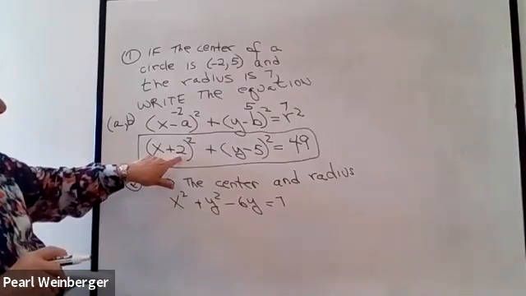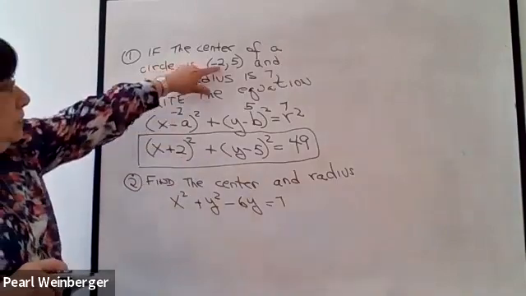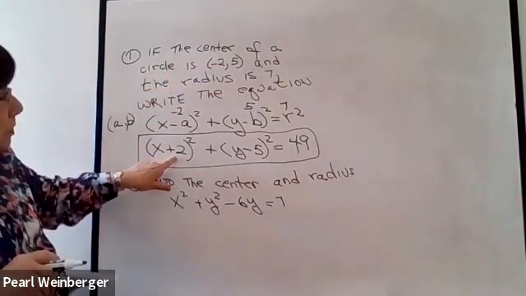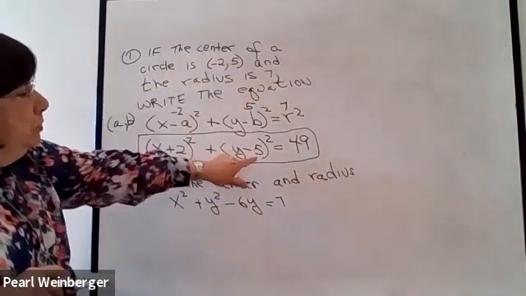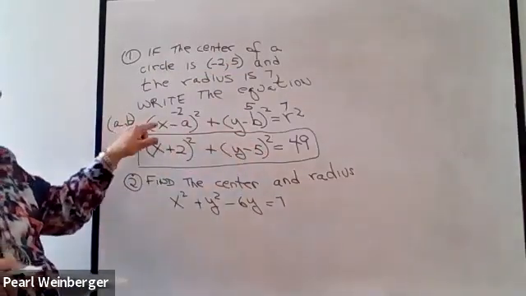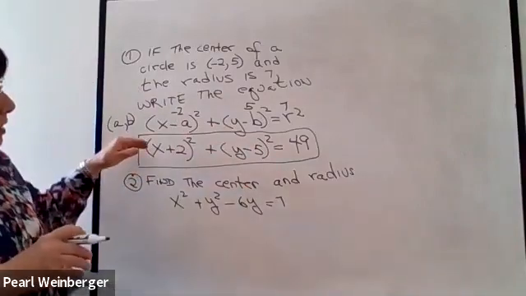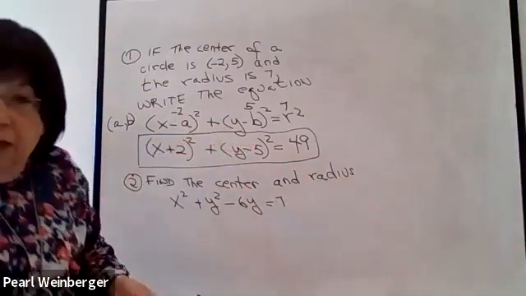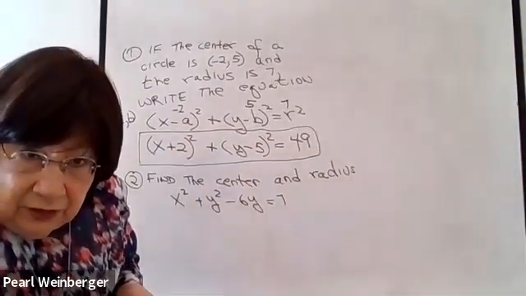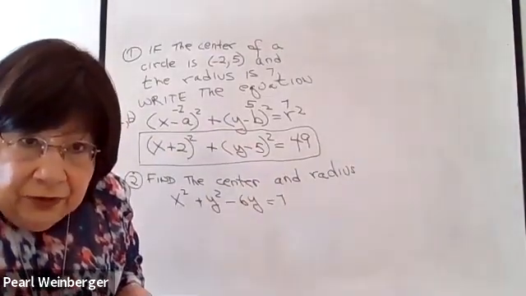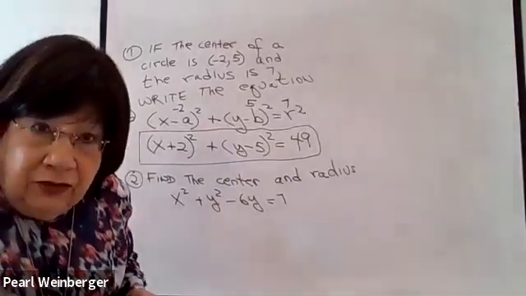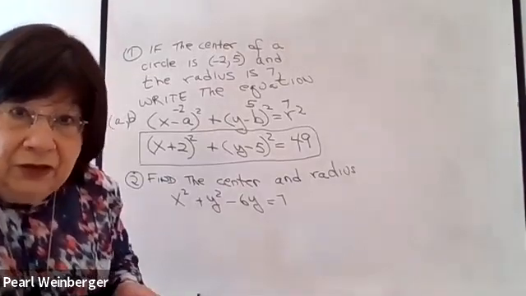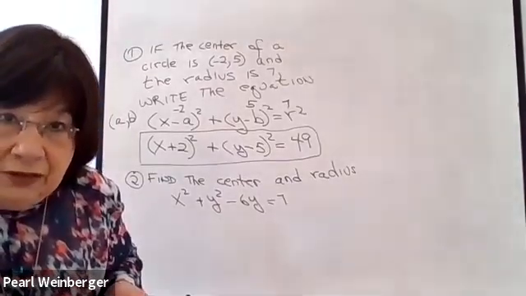Again, notice how the numbers inside the parentheses have switched signs. This was a -2, so in the parentheses, it's a +2. This was a +5, so in the parentheses, it's -5 because it's x minus a. And if I look at the chat, Cheryl wrote (x plus 2) squared plus (y minus 4) squared equals 49. Perfect. That was perfect, Cheryl. Good.